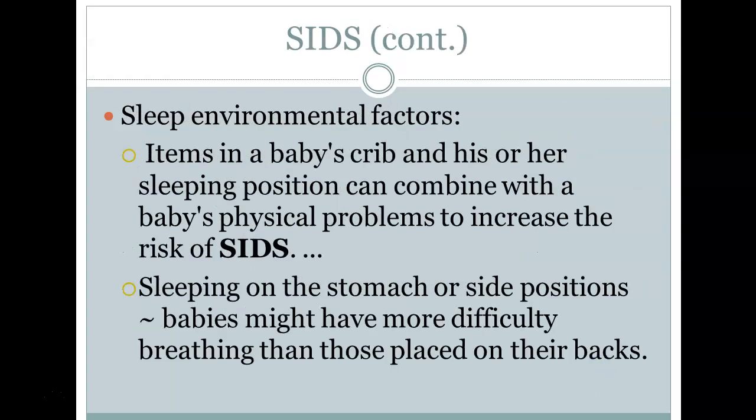So sleep environmental factors can take place because of the SIDS. Items in a baby's crib, like a bumper pad, extra fluffy blankets, teddy bears, those can all contribute to SIDS. Also, their sleeping position can combine with the baby's physical problems to increase their risk. So we want to make sure that we see that sleeping on their stomach or their side positions is not recommended. Babies might have more difficulty breathing than those that are placed on their back. So there's a big campaign that'll say back to sleep. That reminds parents to put the babies on their back to sleep.